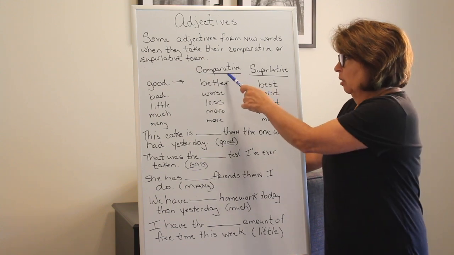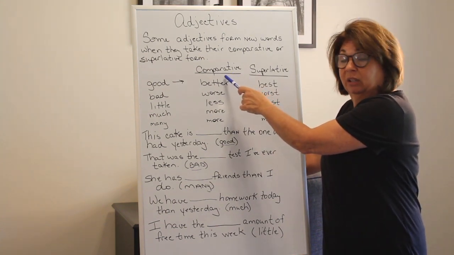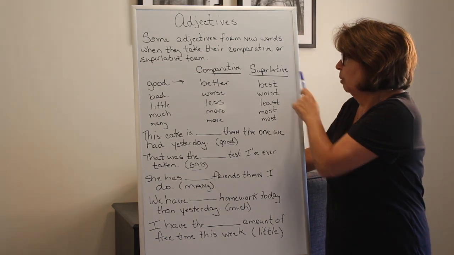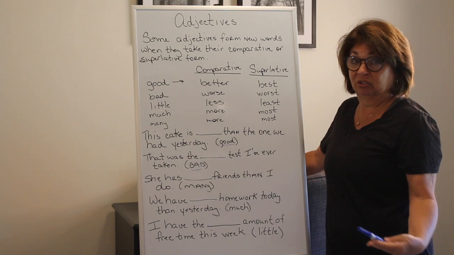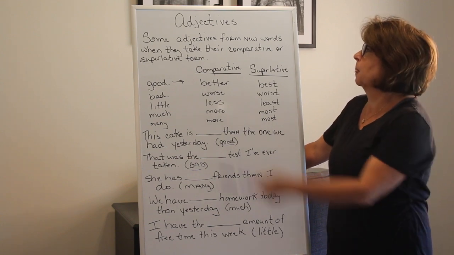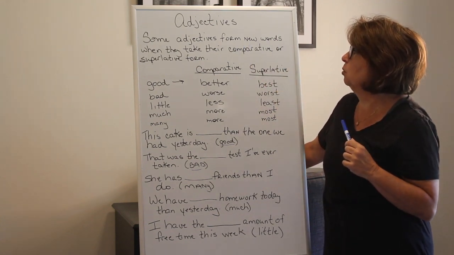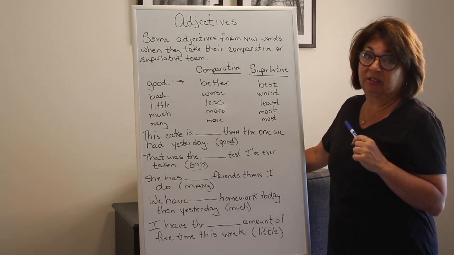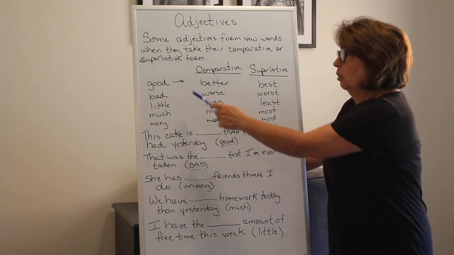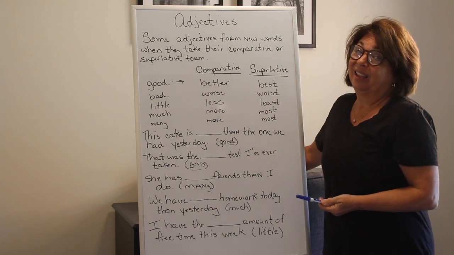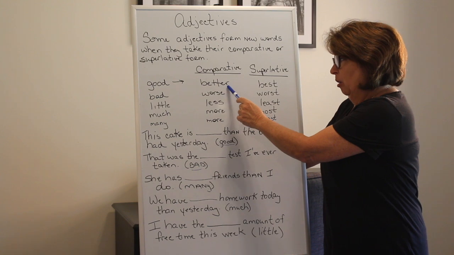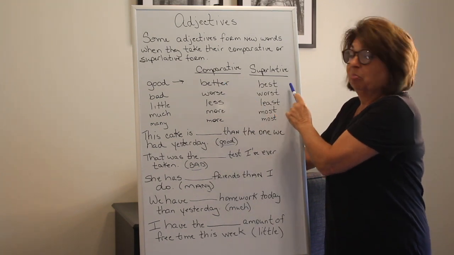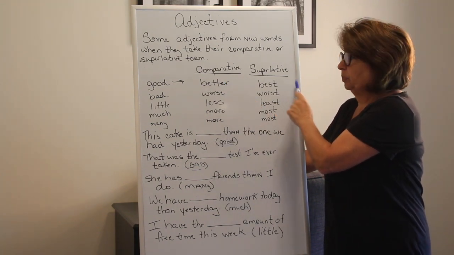In this instance, the comparative is still comparing two things. The superlative is still comparing three things, but our word is going to completely change rather than just a different ending or a word before it. So some adjectives form new words when they take their comparative or superlative form. So the word good, for example, it doesn't become gooder or more good. It becomes better in the comparative form and best in the superlative form.